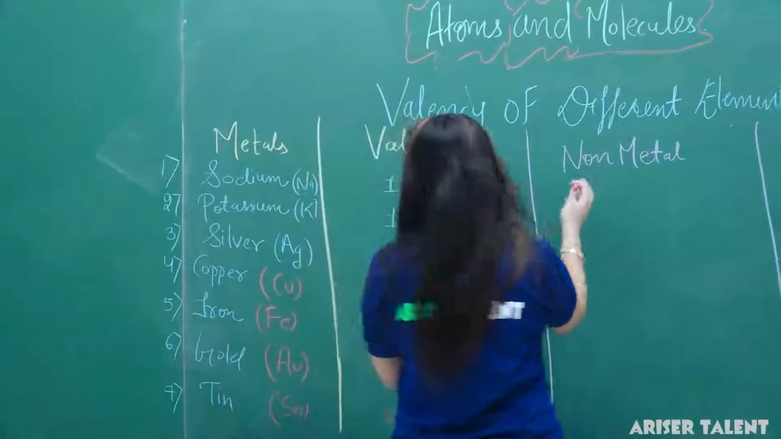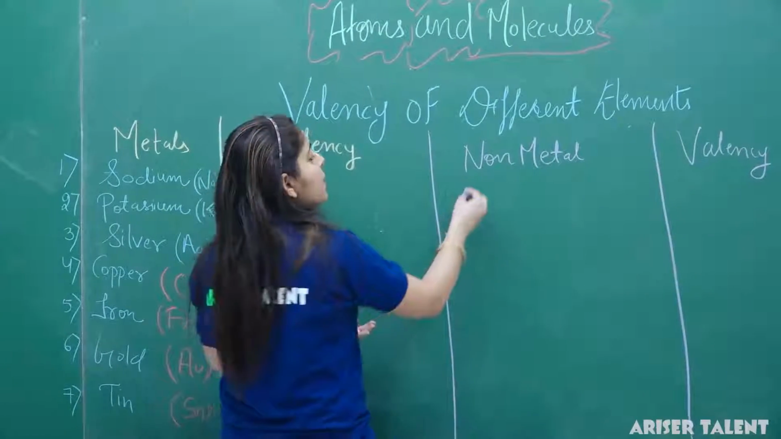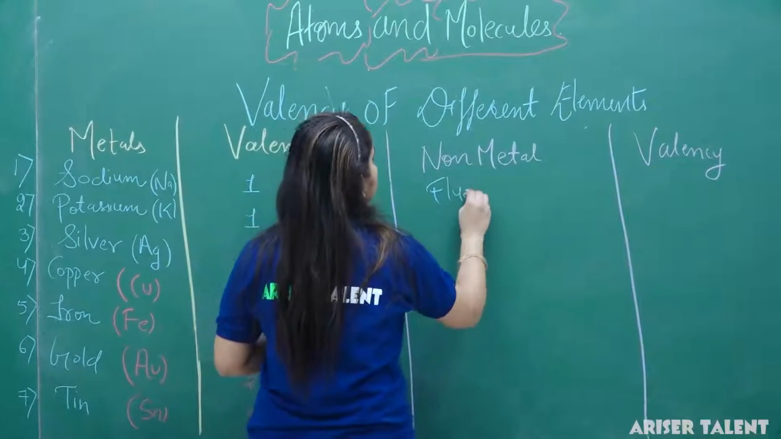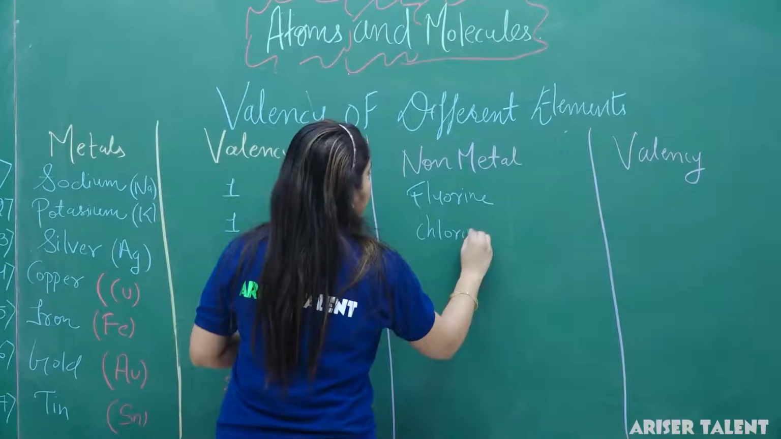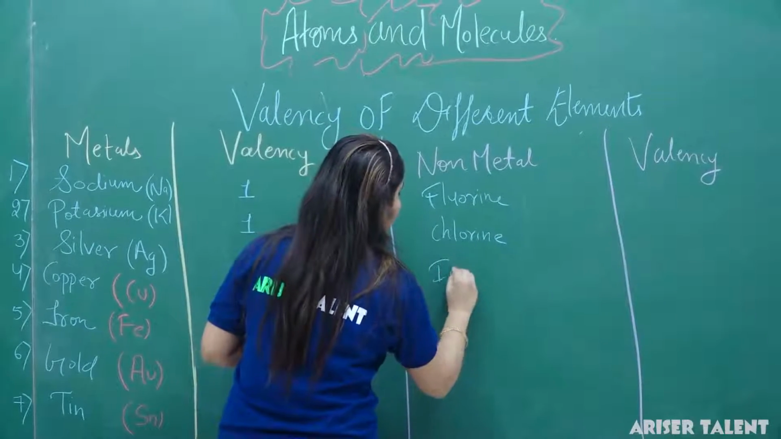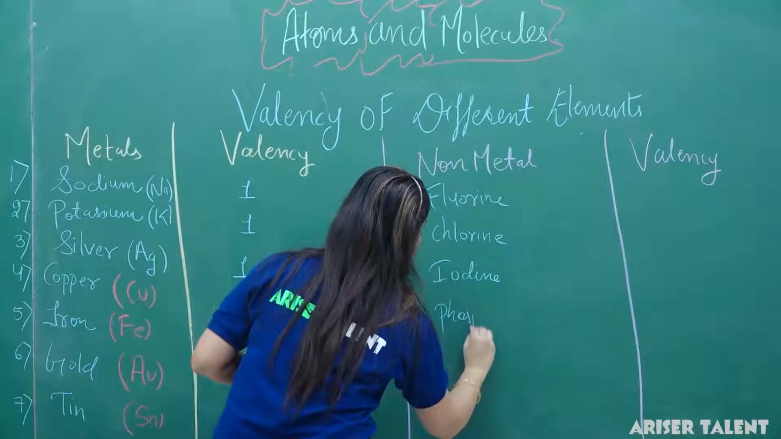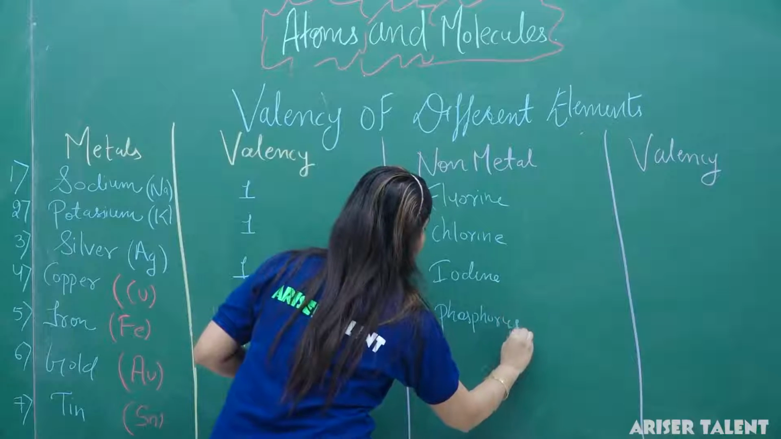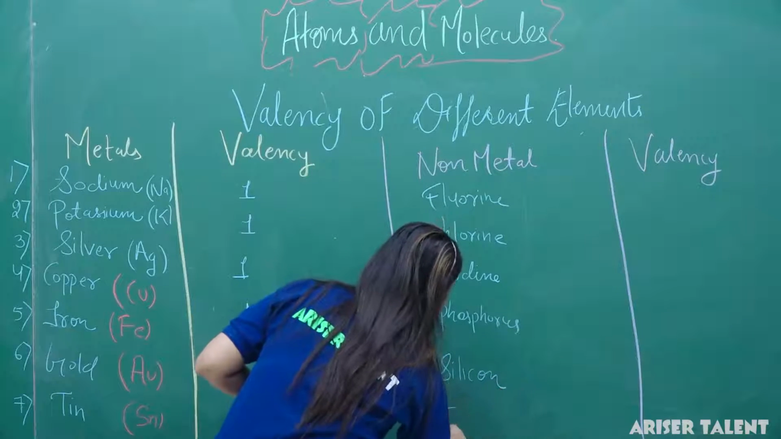Now we will discuss the valency of certain non-metals. In the category of non-metals, firstly we have fluorine, second is chlorine, next is iodine, then we have phosphorus, silicon and carbon.